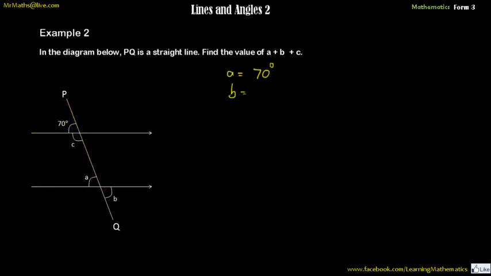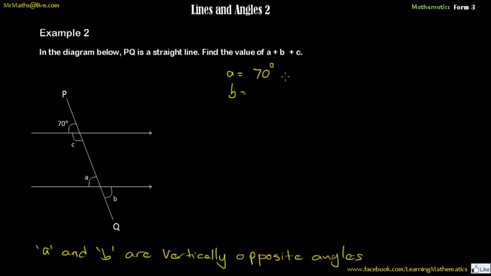What can you relate between angle A and angle B? Yes, angle A and B are vertically opposite angles. Remember, this is a lesson that you learned from Chapter 9 of Form 1 Mathematics. A and B are vertically opposite angles, and as such, B is equal to A, which is equal to 70 degrees.